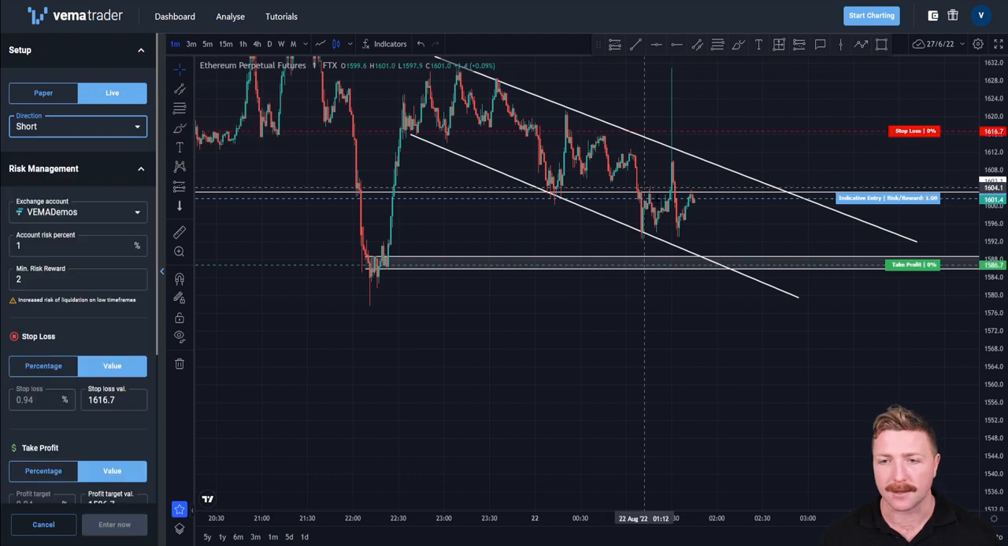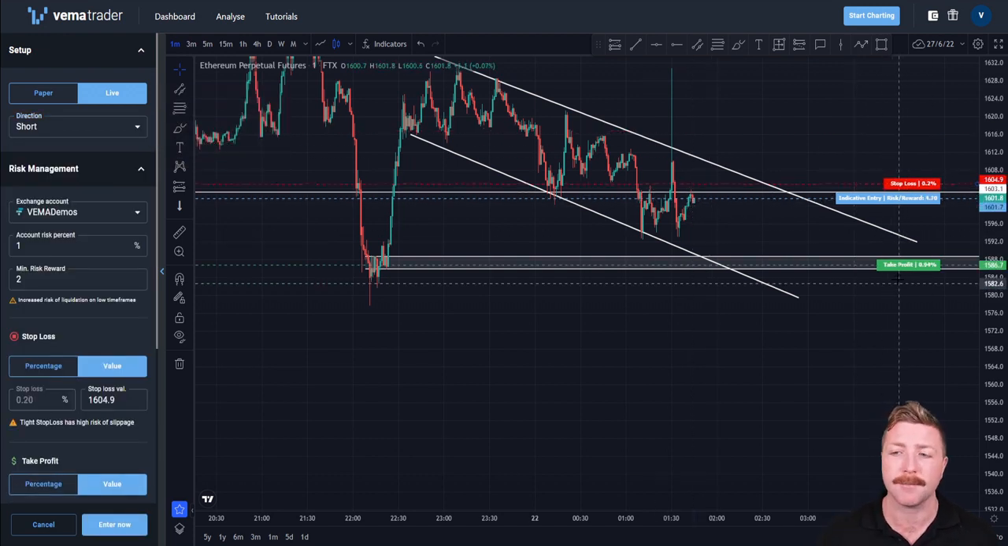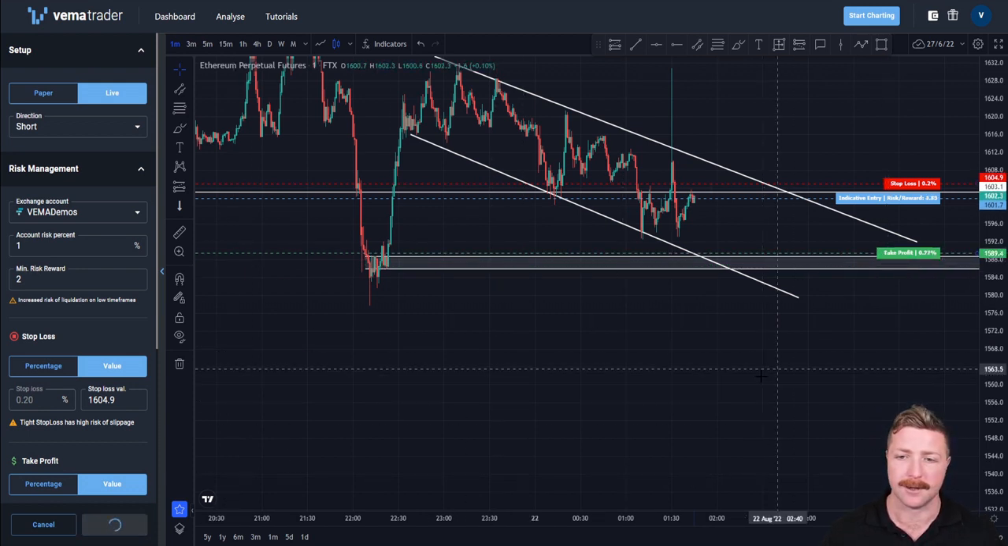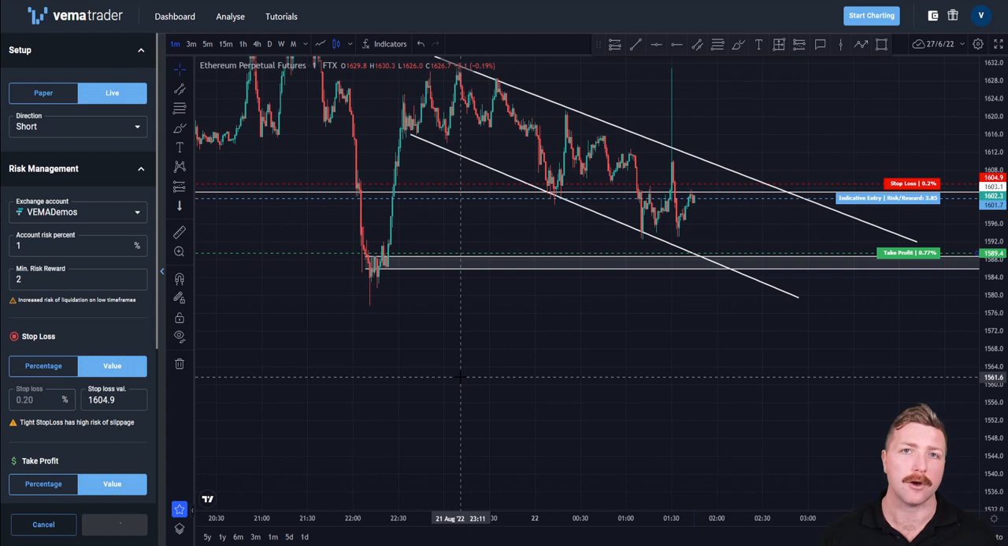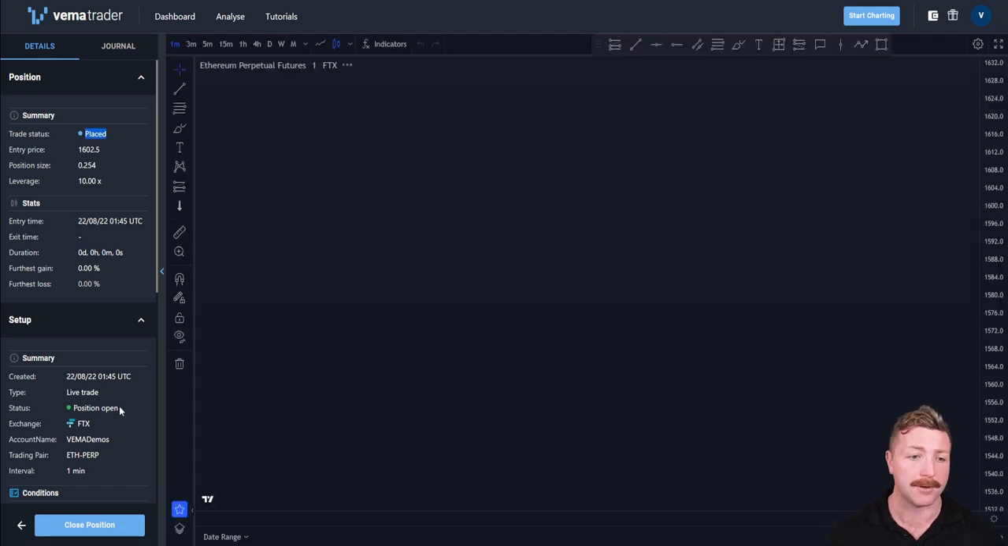In this case, let's say that we've seen this little evening star forming on ETH on the 1 minute, and we want to get into this trade ASAP. Then all we have to do is drag our take profit, drag our stop loss, and we can enter that trade. So you can see it is so fast to get into these positions, and you will see in a sec that VEMA goes straight in. So that order has now been placed, that position is now open.